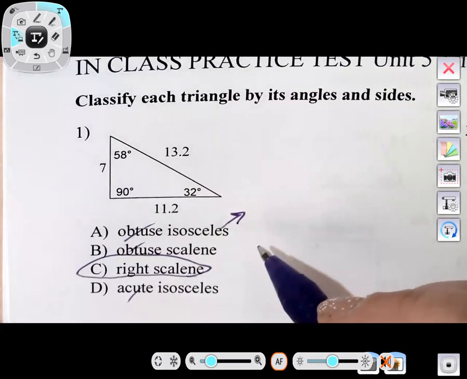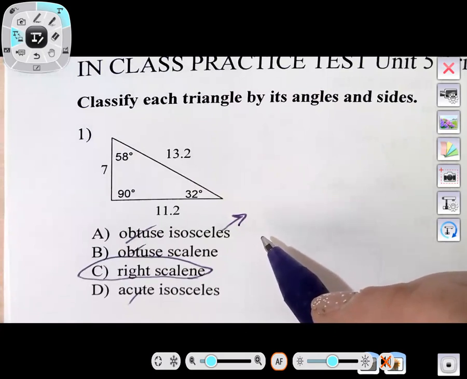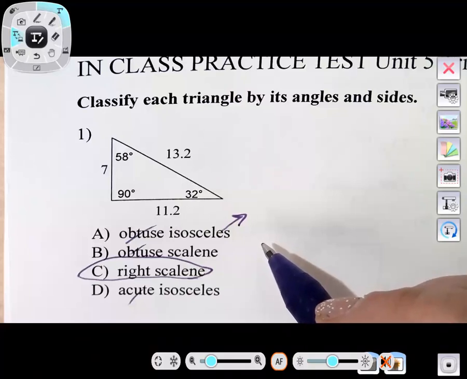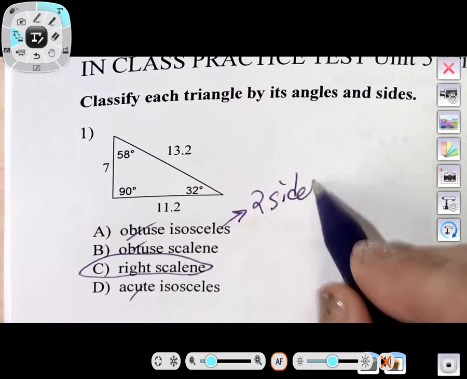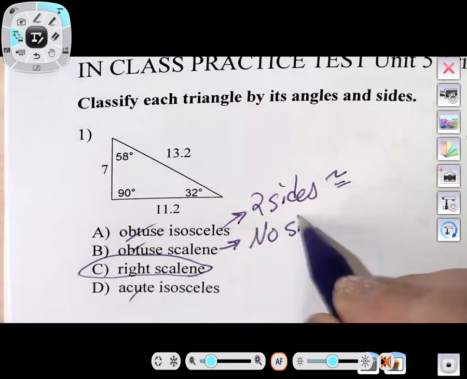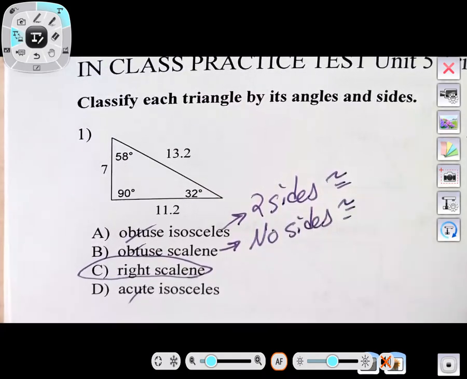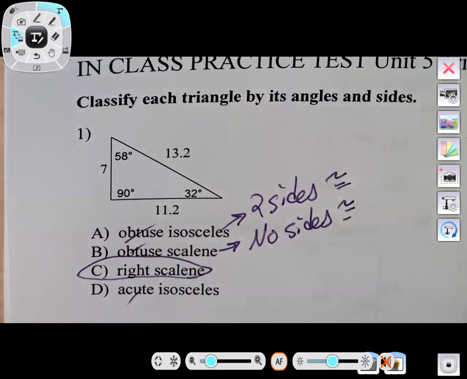Isosceles. What did that mean again? Isosceles: two sides are congruent. Scalene is the one where none are. So if it helps you, you can remember my silly little way. Two eyes, you have two eyes. Isosceles, two sides the same. You don't have any scales because you're not a reptile. No sides the same, okay?